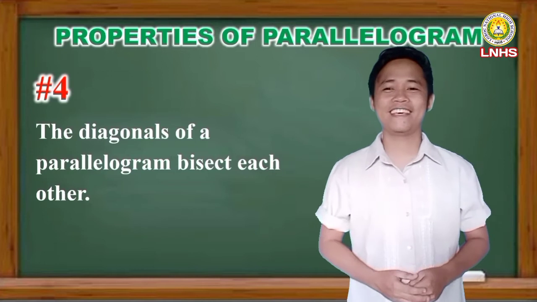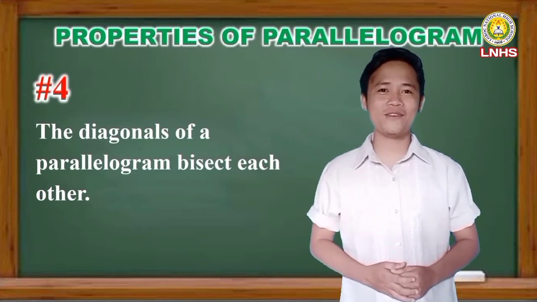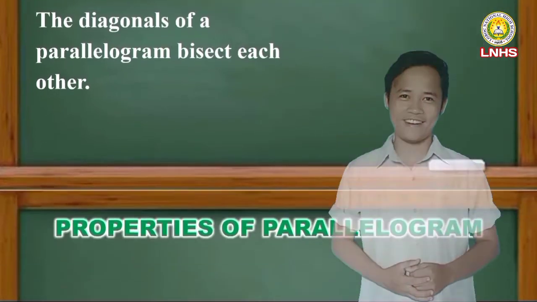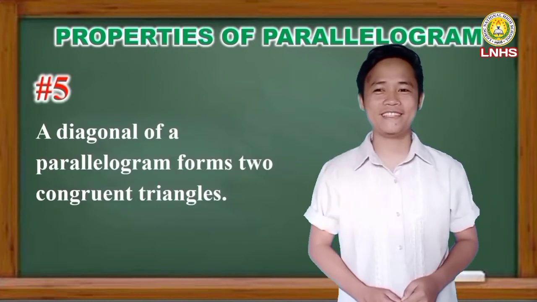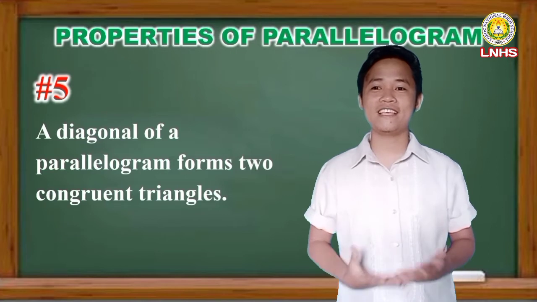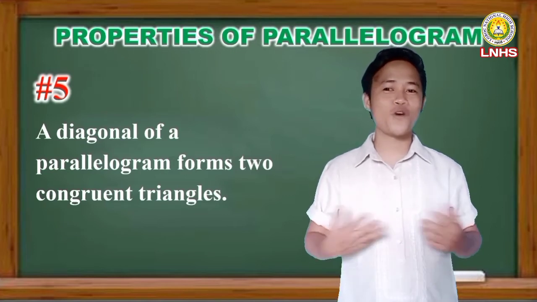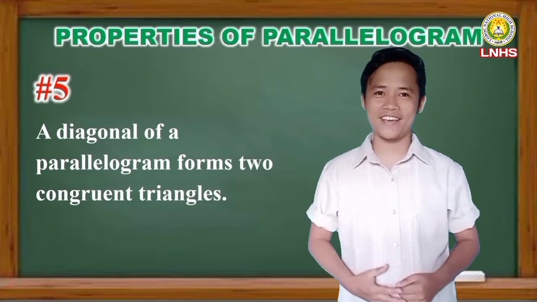Number 4. Diagonals of a parallelogram bisect each other. We have last one. A diagonal of a parallelogram forms 2 congruent triangles.